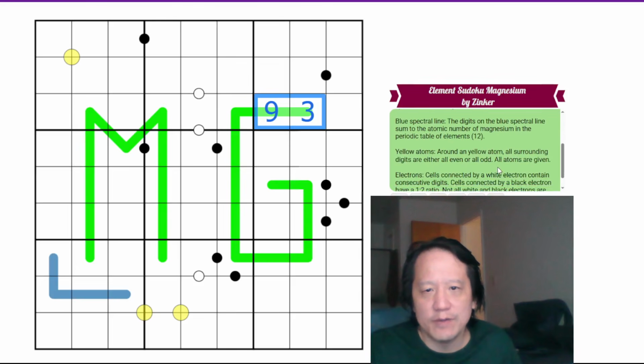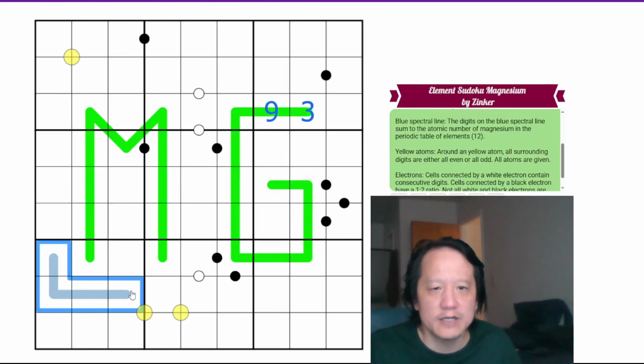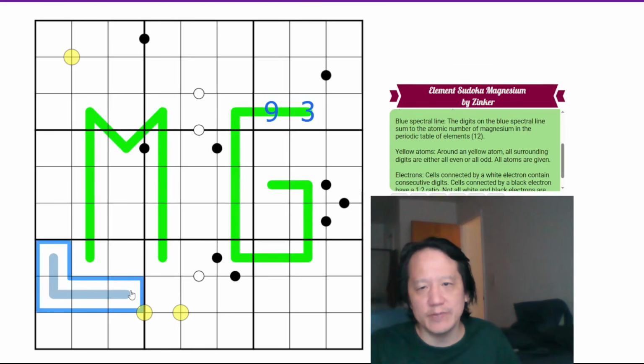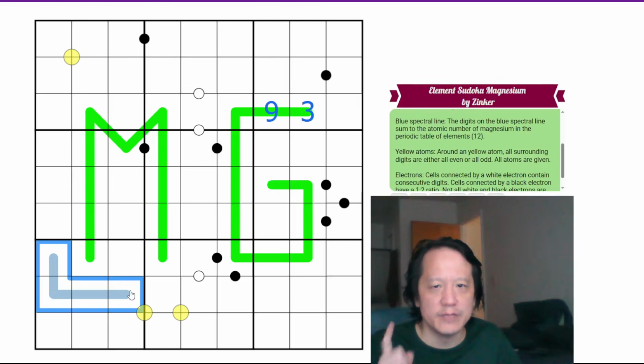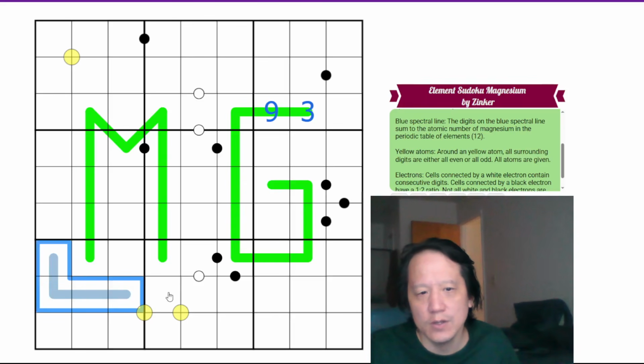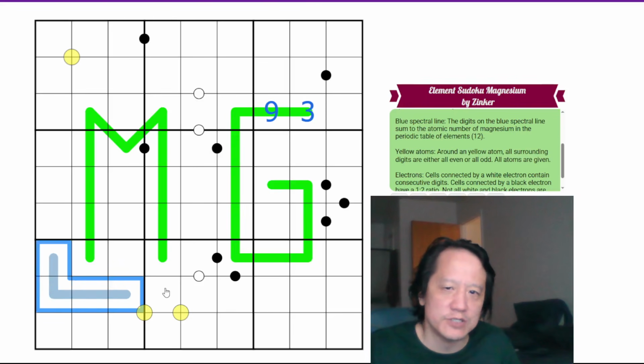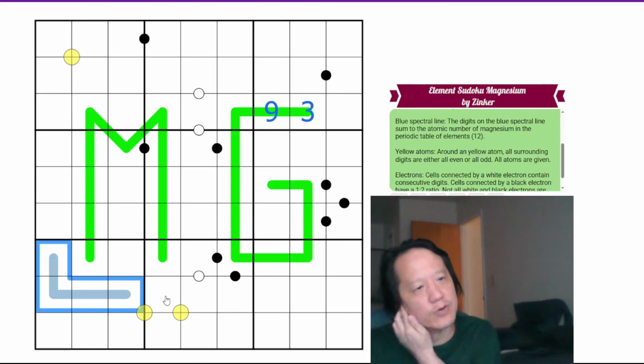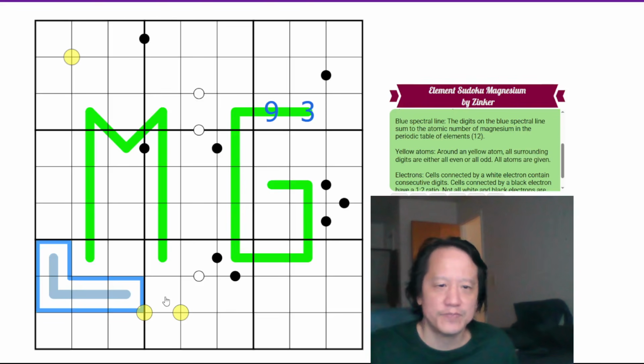We also have a blue spectral line, where the digits on the blue spectral line sum to the atomic number of magnesium in the periodic table of elements, which is 12. So that means these 4 digits must add up to 12, because the digits on the spectral line must add up to 12, which is the atomic number for magnesium.